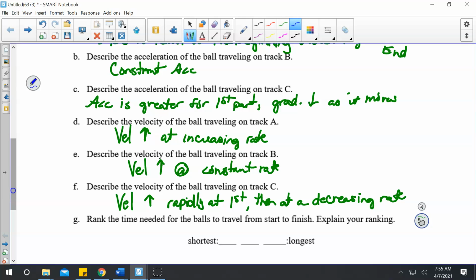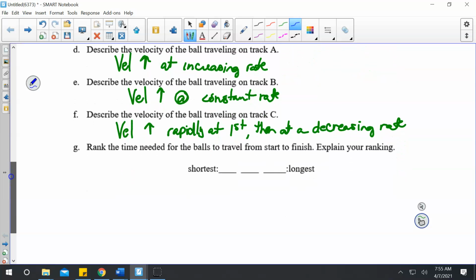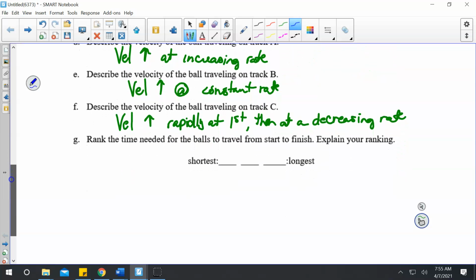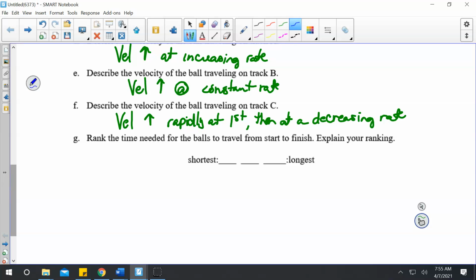So they want you to rank the time for the balls to start to finish and then explain your ranking. So if we were to rank the balls from start to finish, since ball C increases its acceleration rapidly at first, it's going to have increased its speed more. And since B is going to always be a constant rate all the way, and then on A, it's going to have an increase at a slower rate to begin with, so it would be a little bit less.